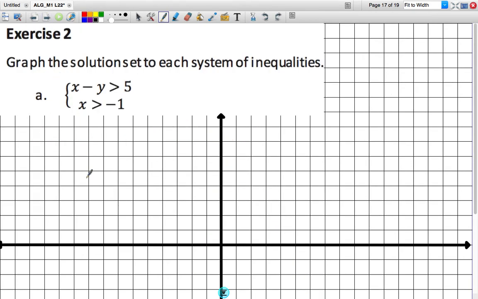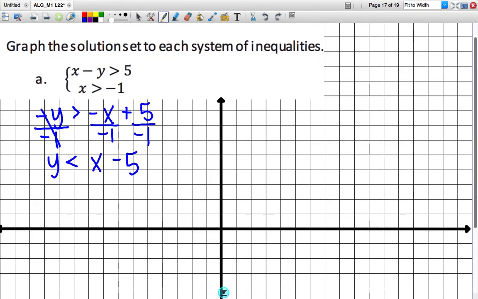Exercise 2, Part A. Graph the solution set to each system of inequalities. So again, we have to get it in slope-intercept form first, which means we need to subtract x from this top equation, so we're left with negative y is greater than negative x plus 5. Get rid of that negative. So I'm dividing by a negative, which means I need to flip my sign. Positive x minus 5. Go ahead and graph this one.